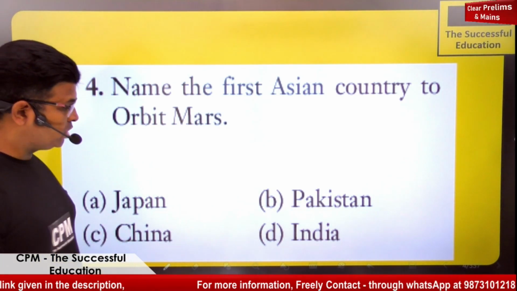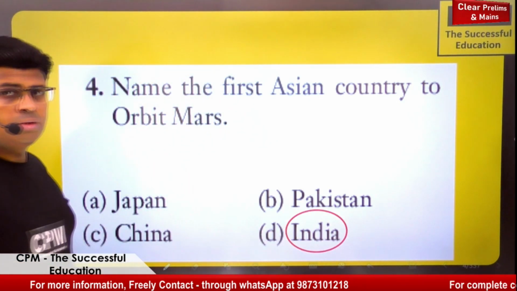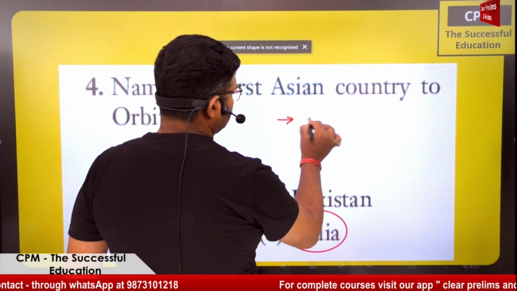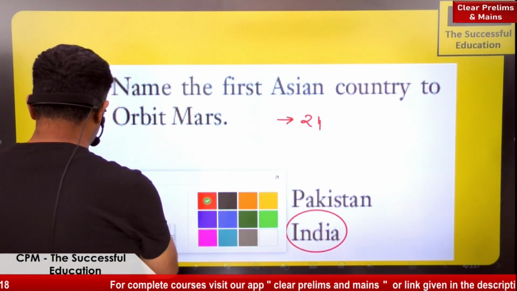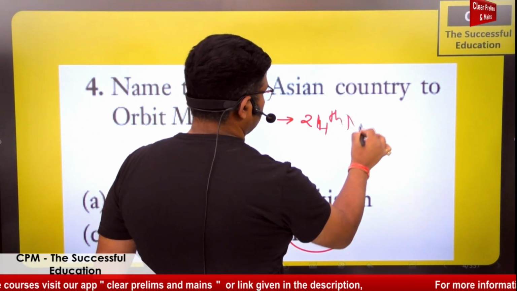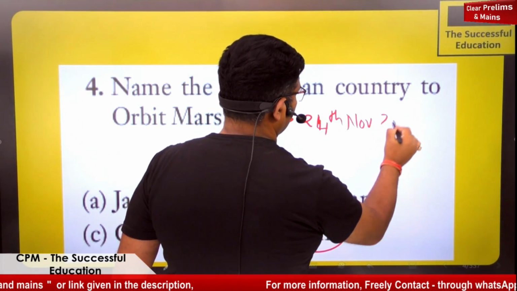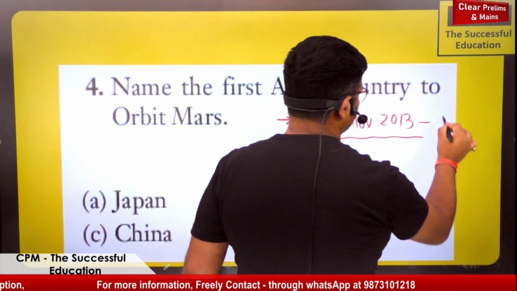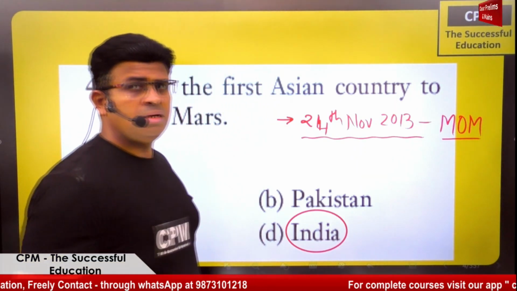And the correct option is India. You know that on 24th November 2013, India launched its Mars orbital mission.